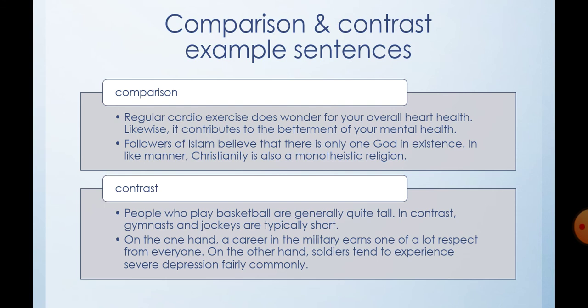And then for contrast, we also have 2 example sentences here. People who play basketball are generally quite tall. In contrast, gymnasts and jockeys are typically short. Another example is, a career in the military earns one a lot of respect from everyone. On the other hand, soldiers tend to experience severe depression fairly commonly. You see, by using them, you will ensure that each and every point you introduce has a context in relation to each other.